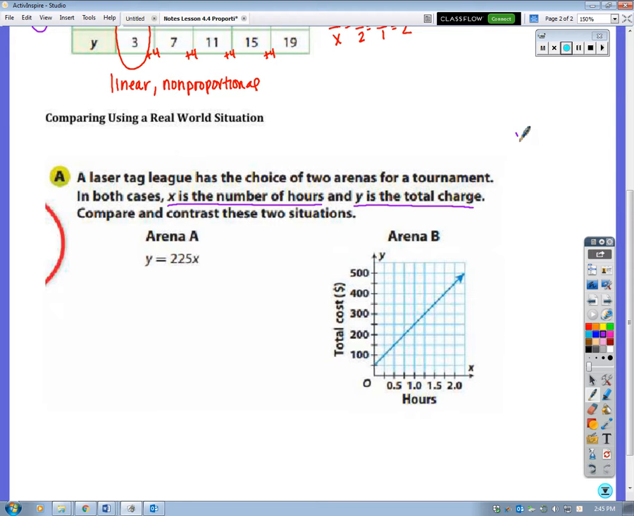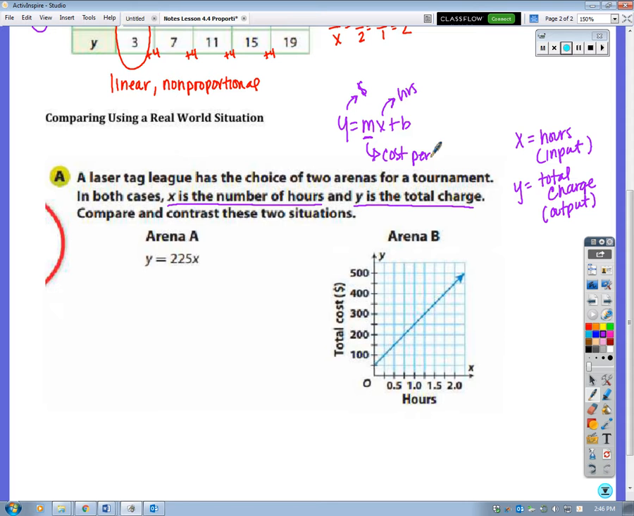So X equals hours. That means this is our input, or independent variable, and Y is our total charge, which means this is our output. Okay, so we can create the equation y equals mx plus b here, where x is hours and y is our total. And m, of course, then is going to be our cost per hour, and b is going to be any initial charge. So if there is an initial charge, that's going to go where b is. So I'm going to just color code these because that's what I've been doing.